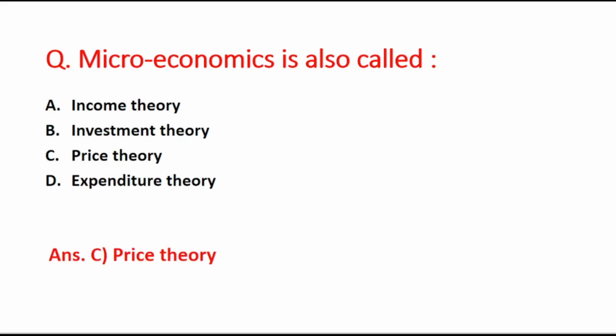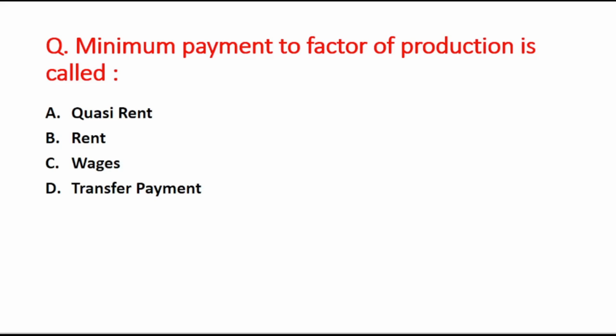Now the next question is, minimum payment to factor of production is called. A option is quasi-rent, B option is rent, C option is wages, and D is transfer payment. Right answer is option D, that is transfer payment.